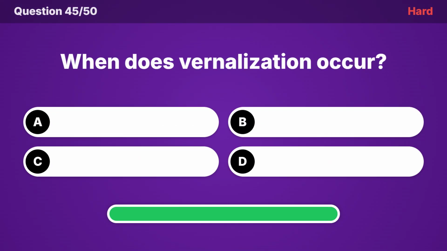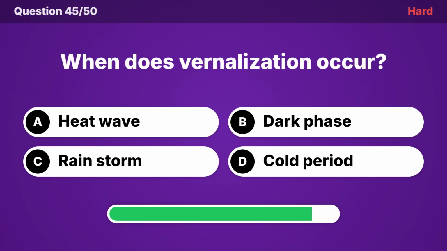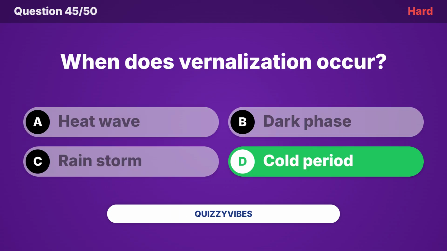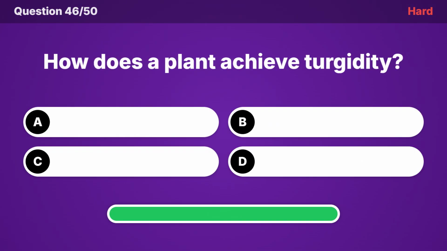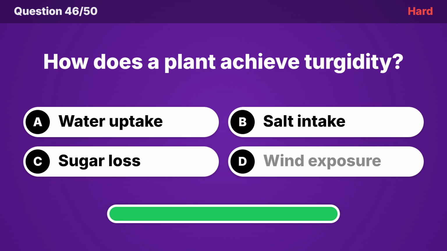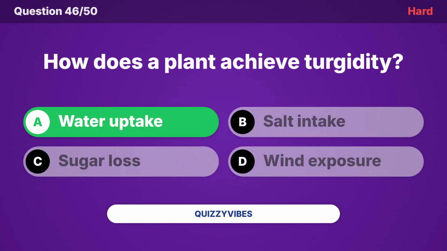When does vernalization occur? The correct choice is the cold period. How does a plant achieve turgidity? Did you guess it? The answer is water uptake.